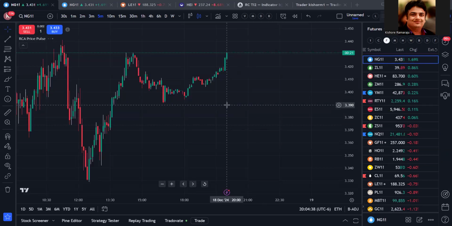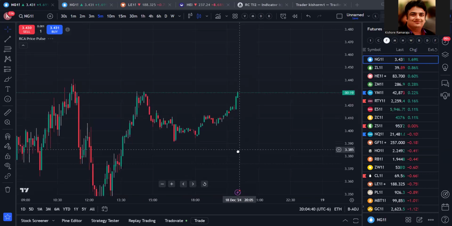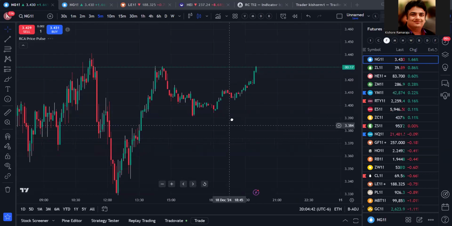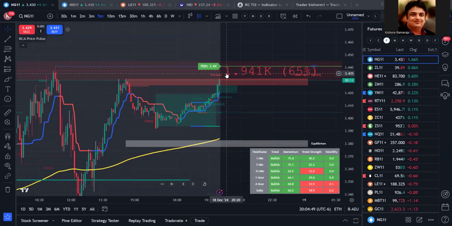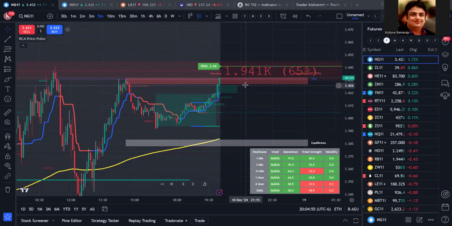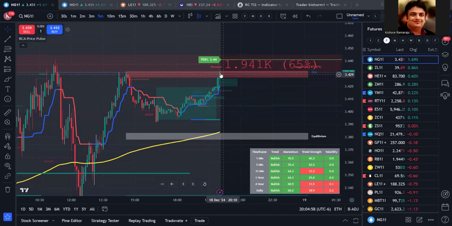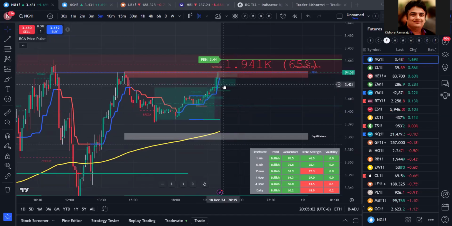For example, if I look at natural gas, it went all the way up. So it is very bullish. Now it is at a premium zone. There are a lot of sell orders here. So there is a high possibility for a drop. If it goes and touches that, if I see a red candle or if this line turns blue, we can take a sell signal.